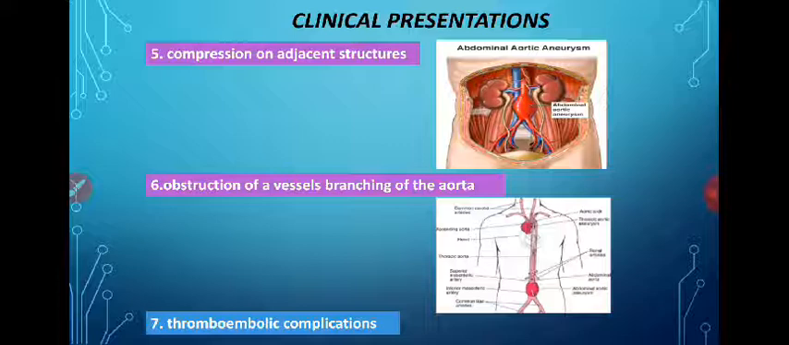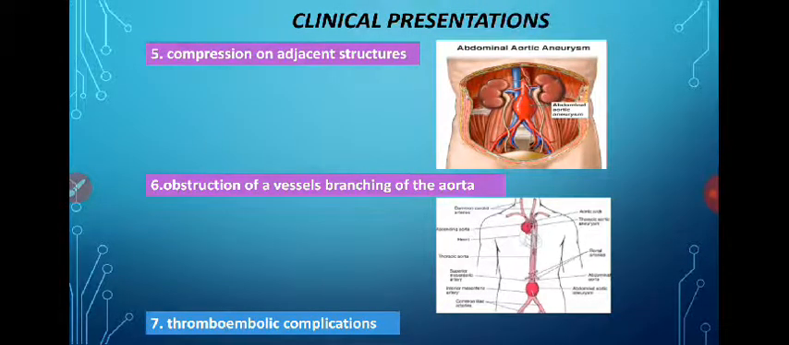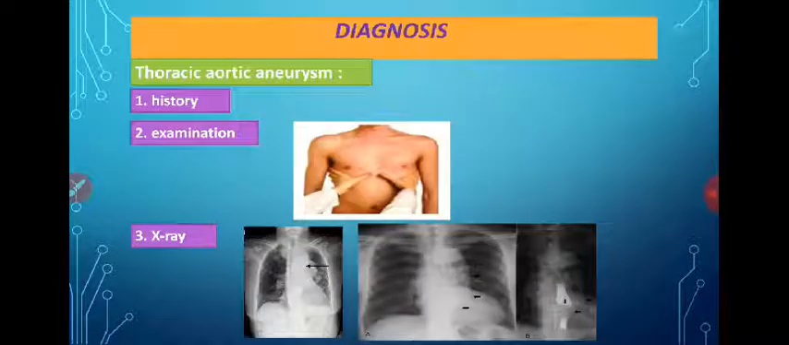Thromboembolic complications. Thrombus within the aneurysm sac may be a source of emboli to the lower limbs. Less commonly, the aorta may undergo thrombotic occlusion. This is all about clinical presentations.